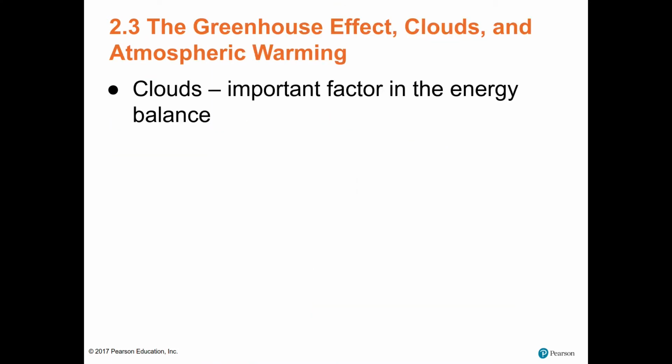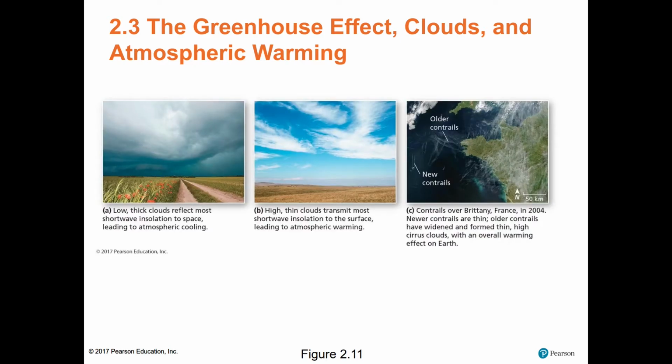Clouds are incredibly important in the energy balance. Low, thick clouds act to cool Earth because they reflect the light, so it never comes in and becomes heat. High, thin clouds warm the lower atmosphere because the light comes in, which becomes heat, and then that heat gets trapped by the clouds. So low, thick clouds reflect the light, so it never becomes heat, so it's cooler. High, wispy ice crystal clouds let the light in, which becomes heat, and then they trap that heat.